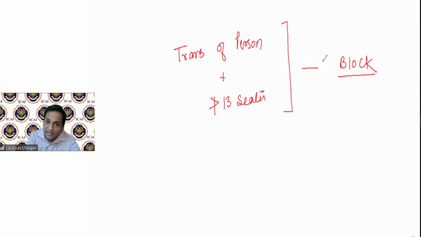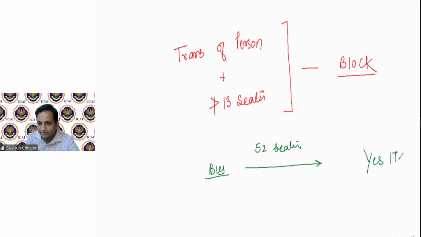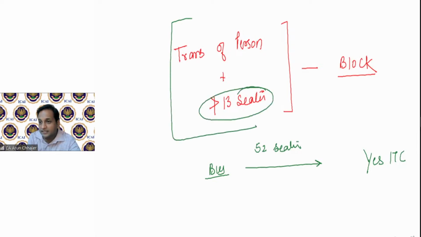Let me ask you one more point. I have purchased a bus for transportation of employees. Can I take the ITC? It is 52 seats. You will all say yes, ITC available. Why available? Because the block is only up to 13-seater. It is used for the transportation of persons, but it is not up to 13-seater. So you will say ITC available.